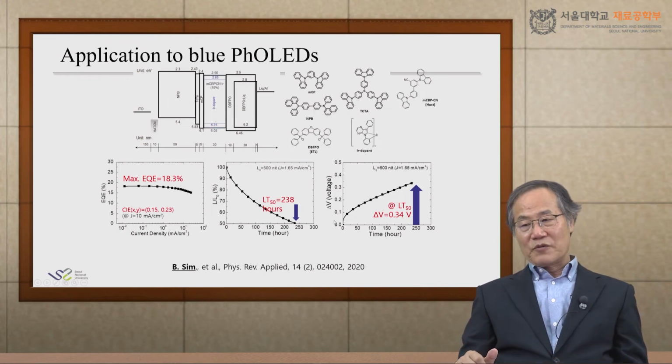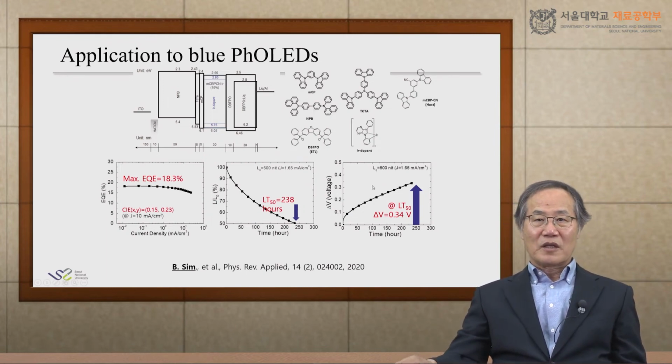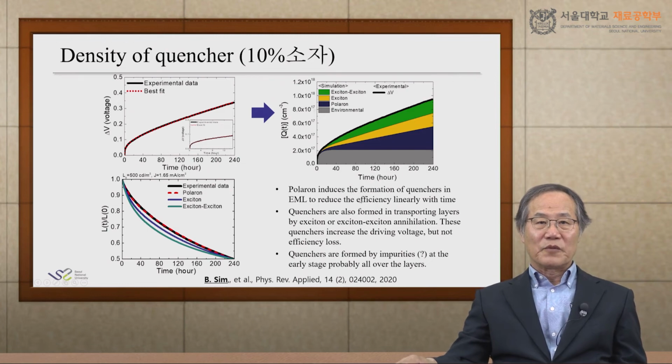Many papers have been reported, and so we also performed one way and developed a model. I won't go into details of that, and if you are interested, you can look at this paper. If I just say the result, you can see our model gives excellent fit with experimental data. And then it turns out that the degradation is coming from the polaron for this specific device.